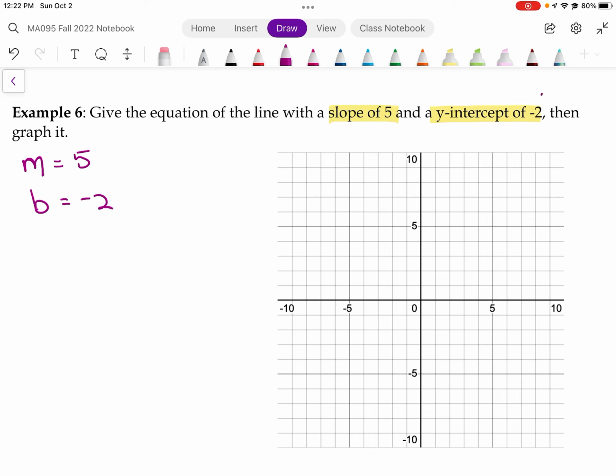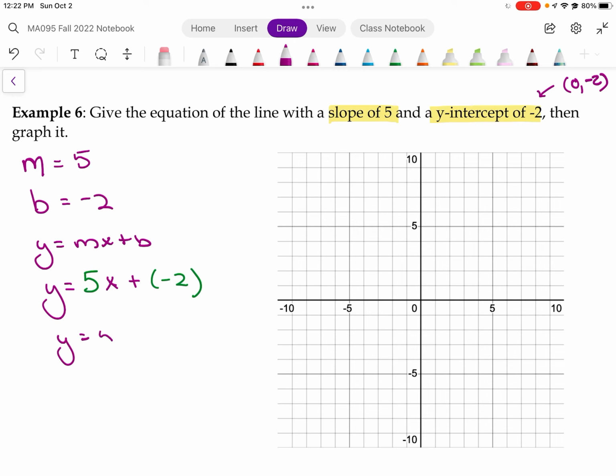Now this could be reported, they could give you this as (0, -2), right? Or just a y-intercept of -2. Either one, so be prepared for that. All right, so our line is y = mx + b, and m is 5, so y = 5x, plus, and the b is negative 2. So let's write this properly: y = 5x - 2. So that is your final.